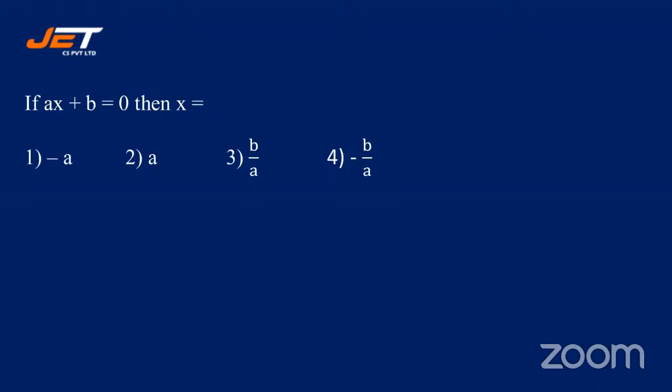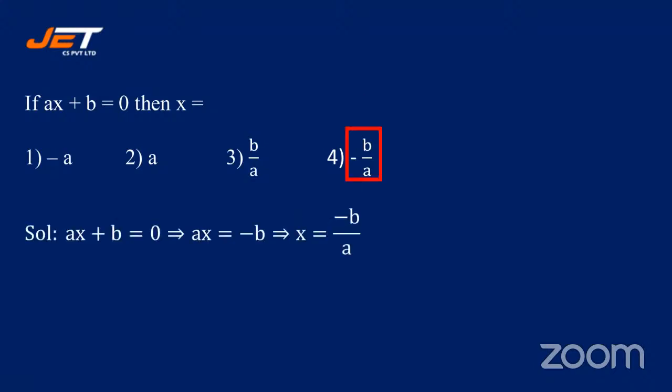If Ax plus B is 0, then what is X? Is it -A? Is it +A? Is it b by a or is it minus b by a? What is x? Let's see whether you're all able to give me the answer for this. Yes, very good. Riya Naik, Rajeshwari, Sai, many are giving me the right answers. Perfect. It is minus b by a, option 4.